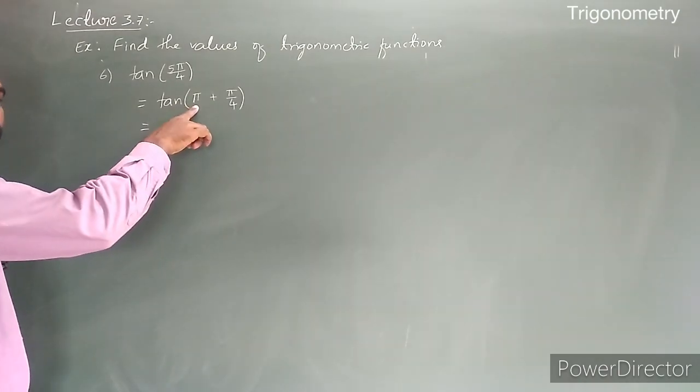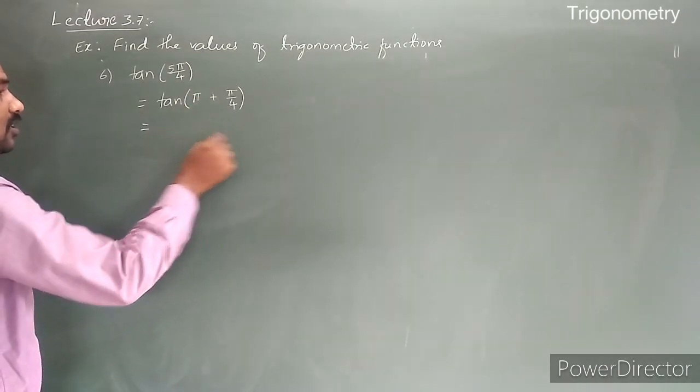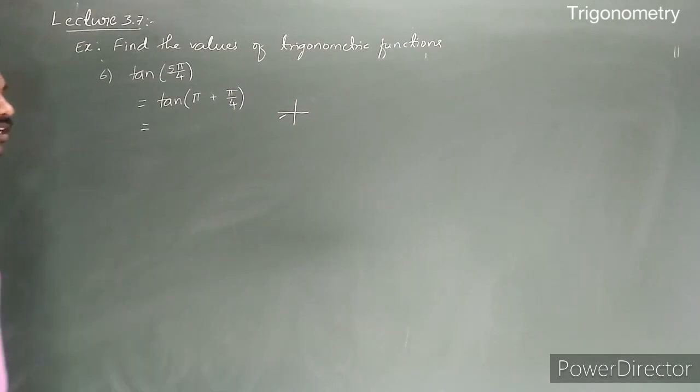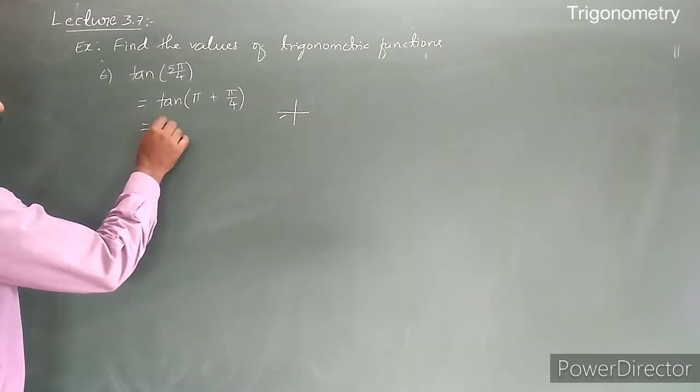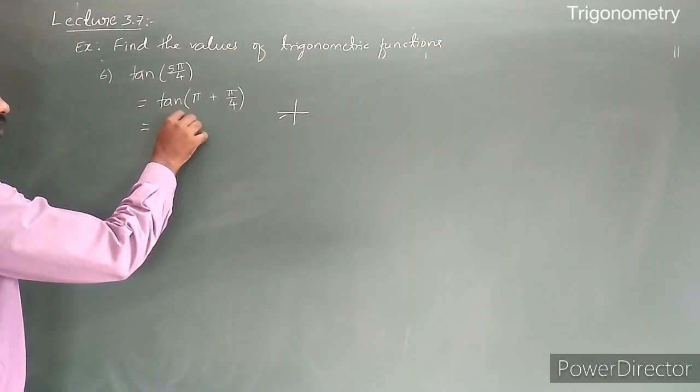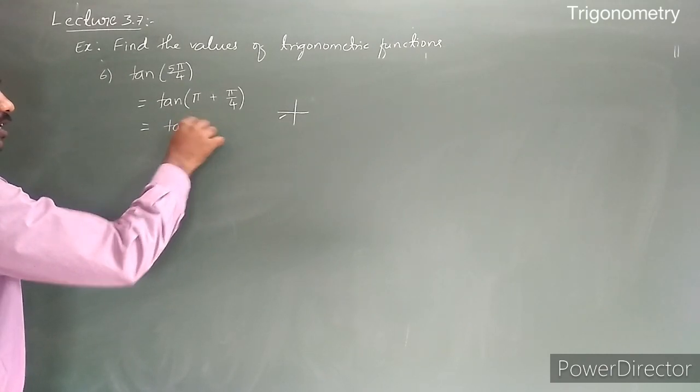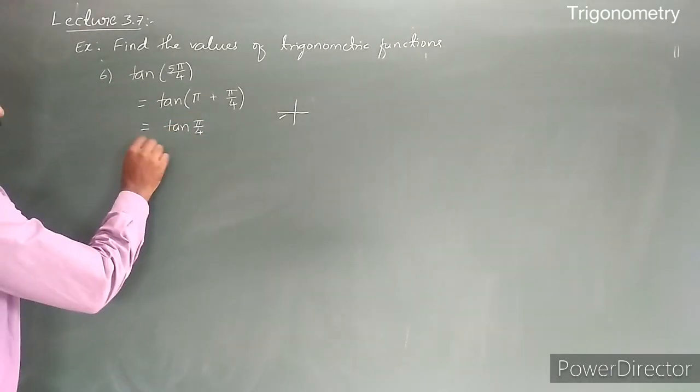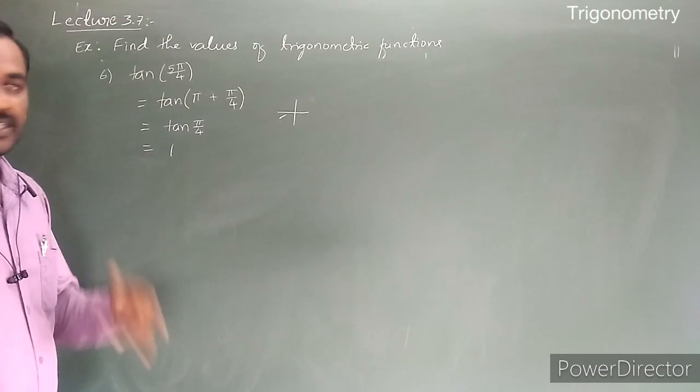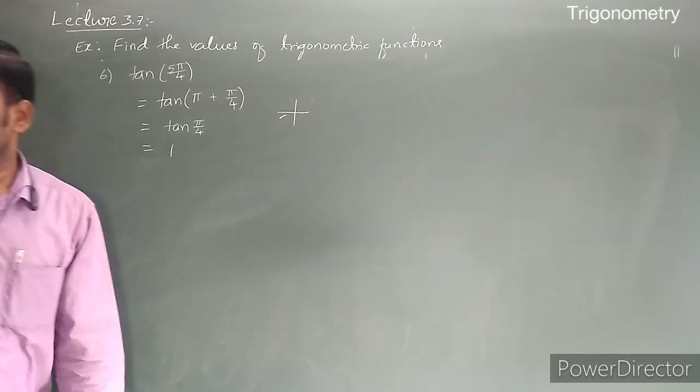It is nothing but pi, which is 180, plus theta. 180 plus theta, which quadrant? Third quadrant. In the third quadrant tan is positive. Tan remains tan due to the 180 plus form. So tan of pi by 4. Tan pi by 4 value is 1. That's all. Very simple problem.